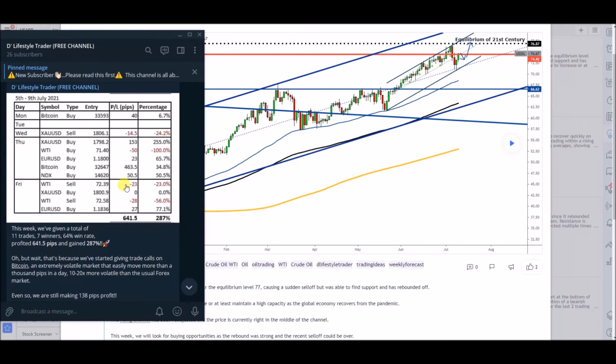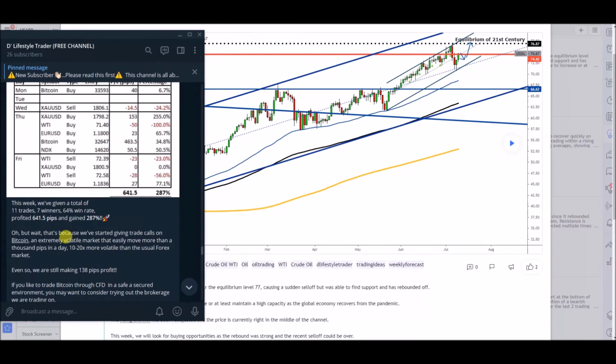But even if we were to remove Bitcoin out of the equation, we are still making 138 pips profit for the week, and a one standard lot trader would have profited $1,380 in just 1 week itself.